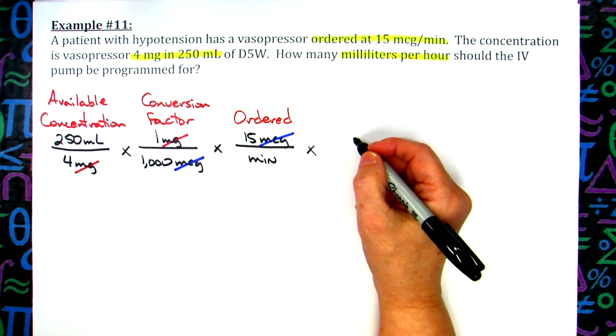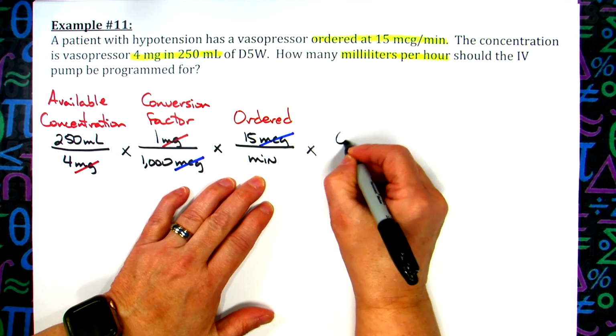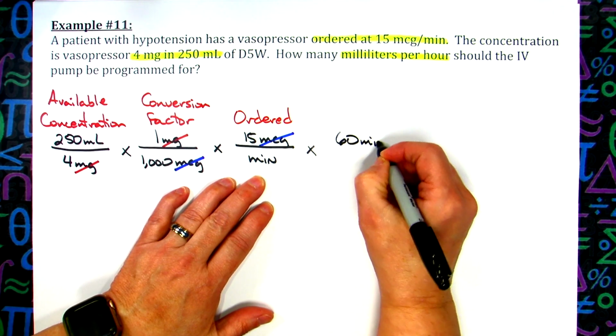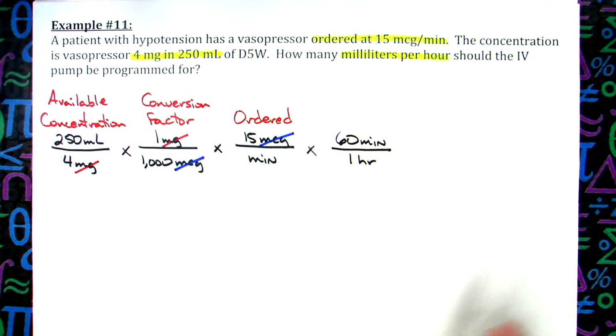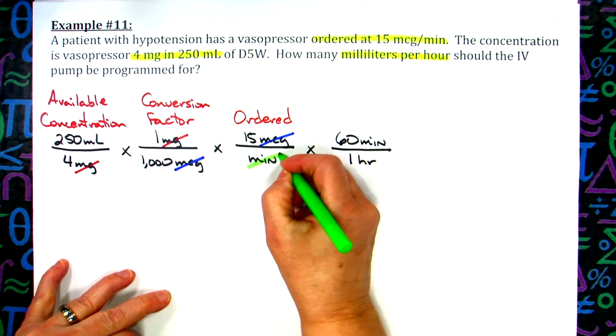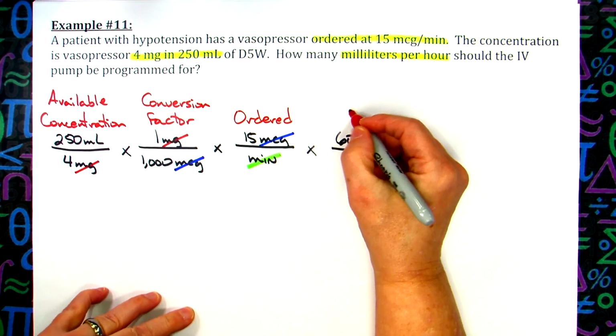So I know that there are 60 minutes in an hour. So I'm going to put my 60 minutes in the top. I'm going to put the 1 hour in the bottom. That's going to let me cross off my minutes and minutes. Okay, let's go ahead and label this as a conversion factor.